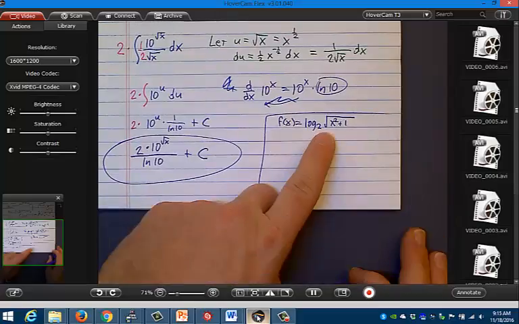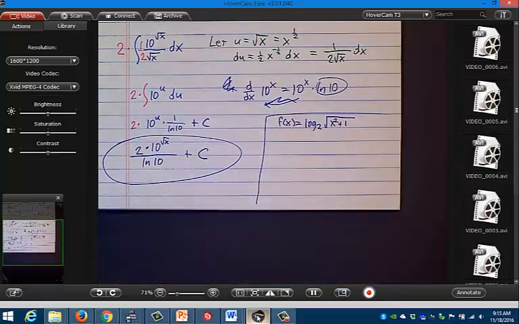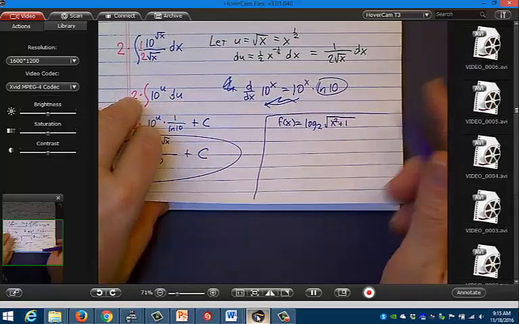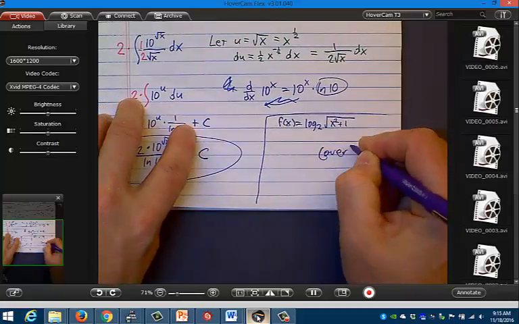I think I'm going to fit it here. Yeah, right. Well, we'll see. Now, I'm going to write it over again. I'll say over. Next page. Okay.